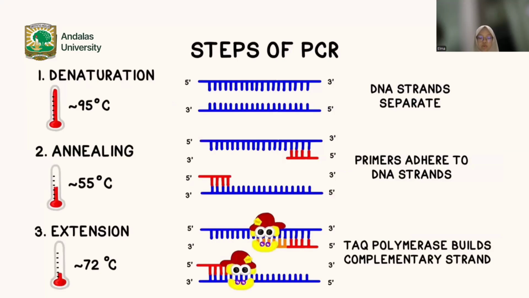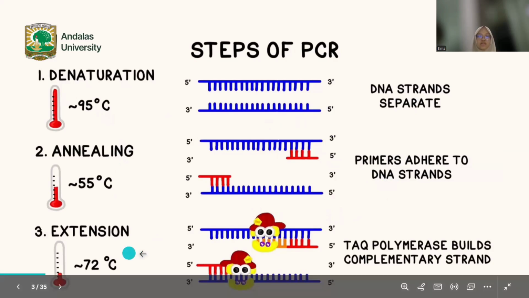The process relies on repeated cycles of heating and cooling, which enable three key steps: denaturation, in which the DNA strands are separated when the hydrogen bonds break at 95 degrees Celsius; annealing, where the primers adhere to the DNA strands at 55 degrees Celsius; and extension, where the Taq polymerase builds complementary strands at 72 degrees Celsius.